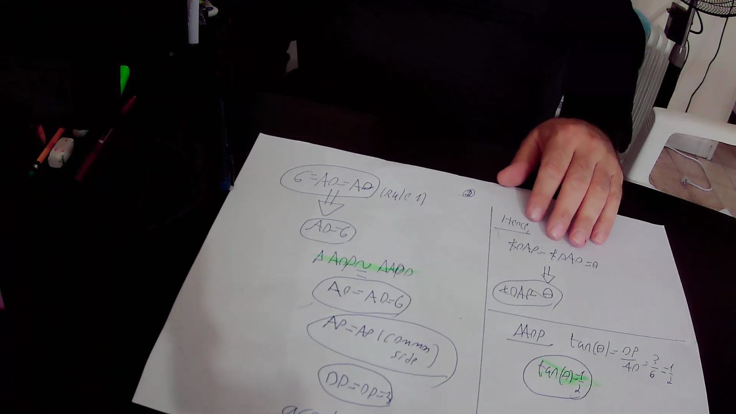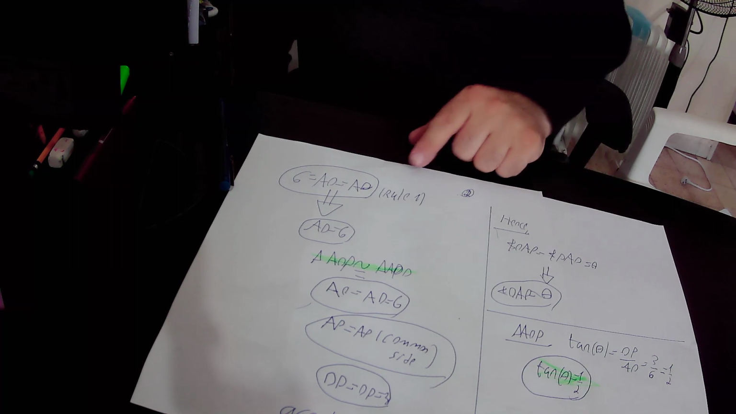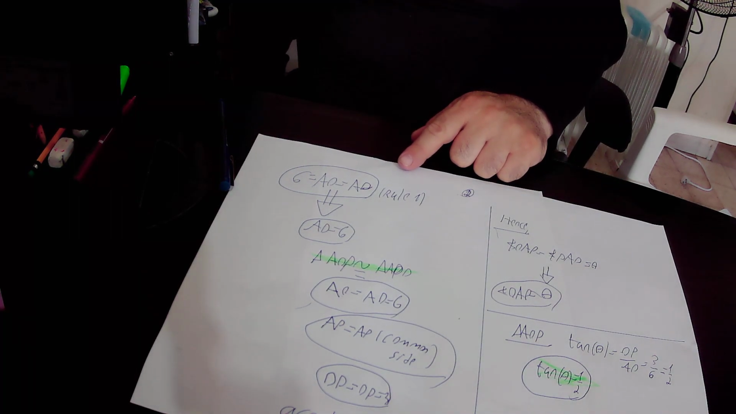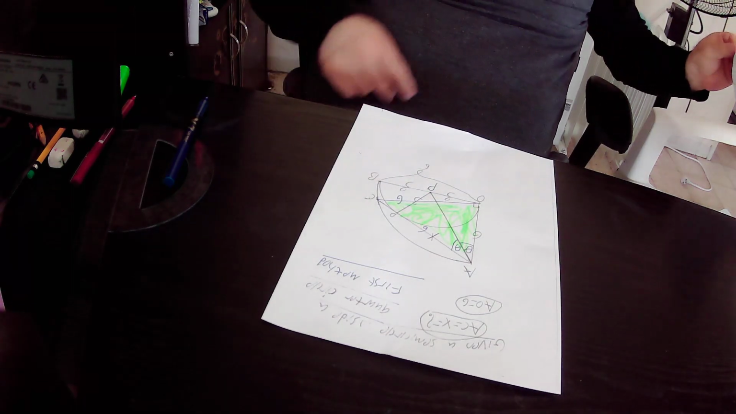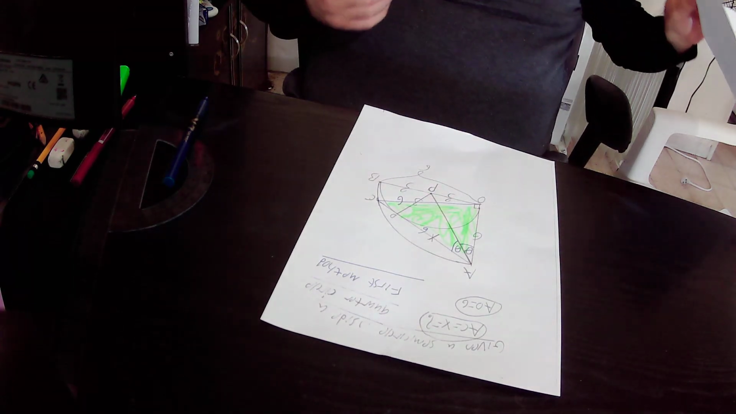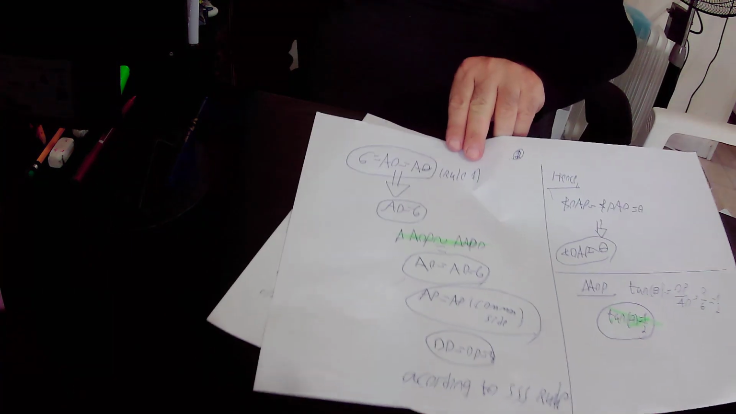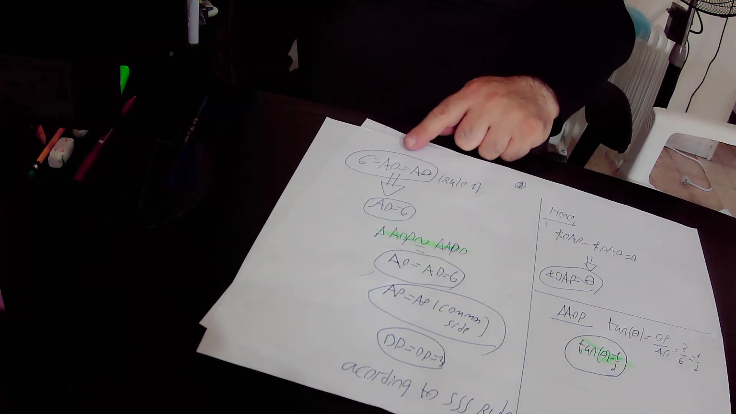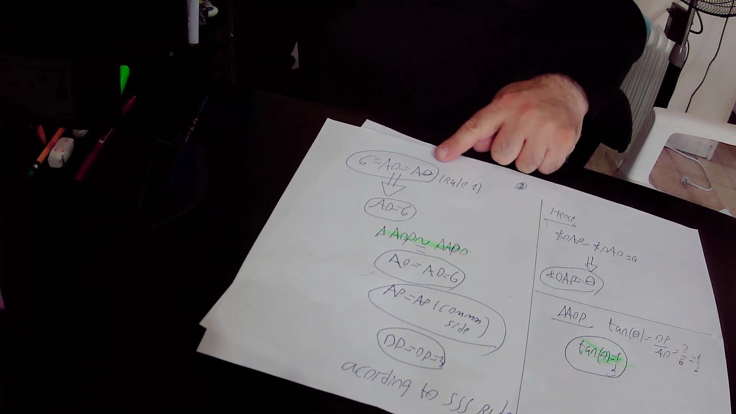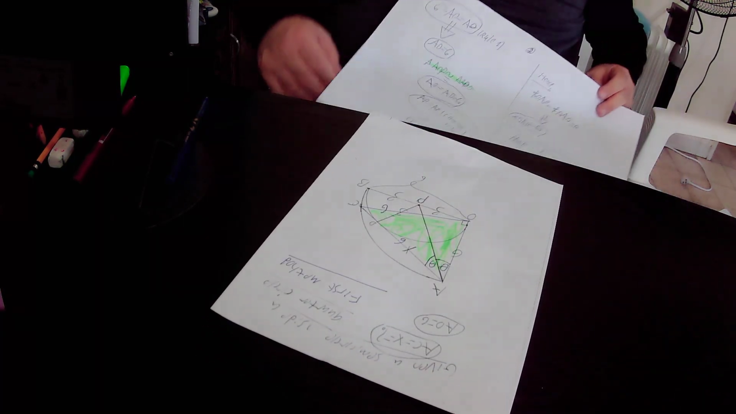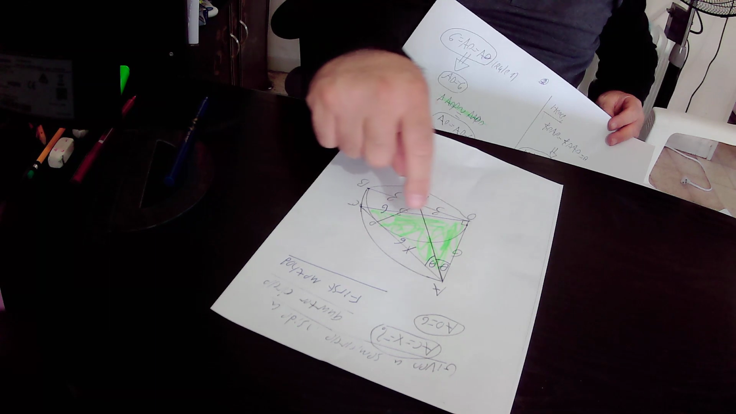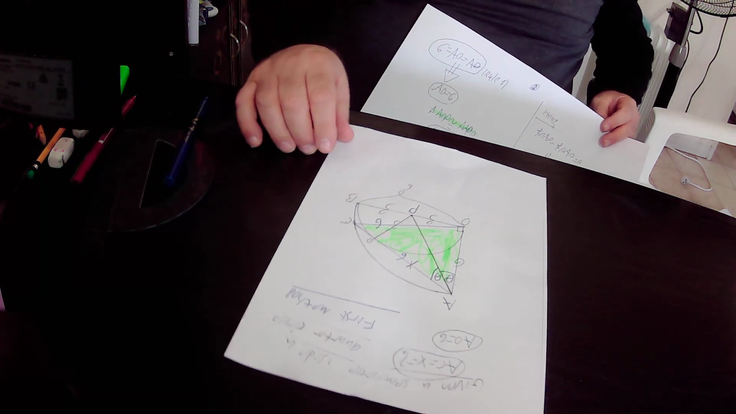Here AO equals AD according to rule number 1, but AO equals 6 units according to what is given in the question, and from this equation 6 equals AO equals AD, we derive that AD is also equal to 6 units.